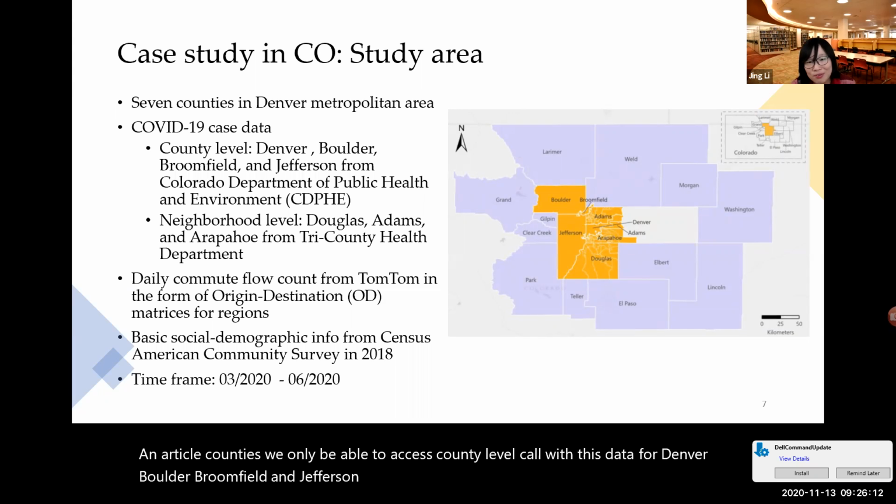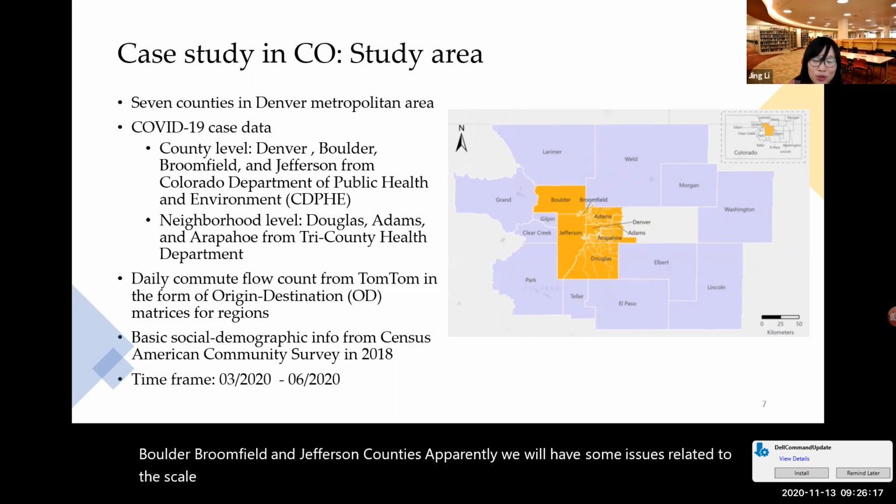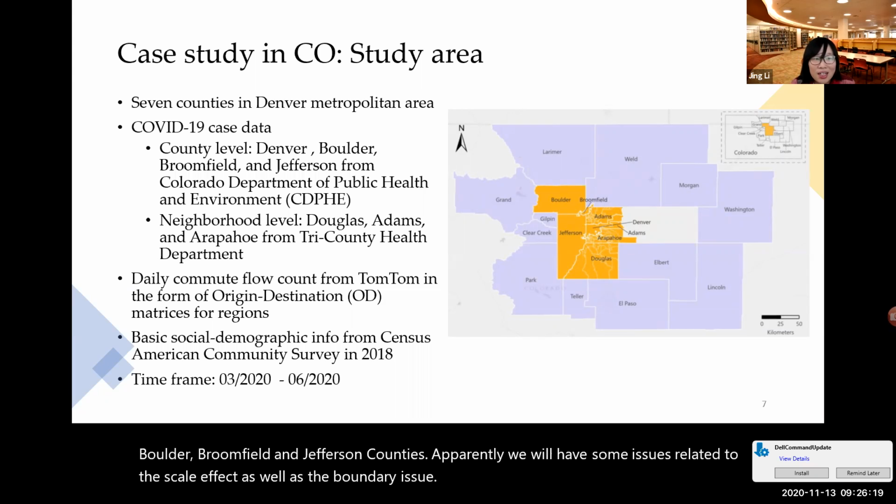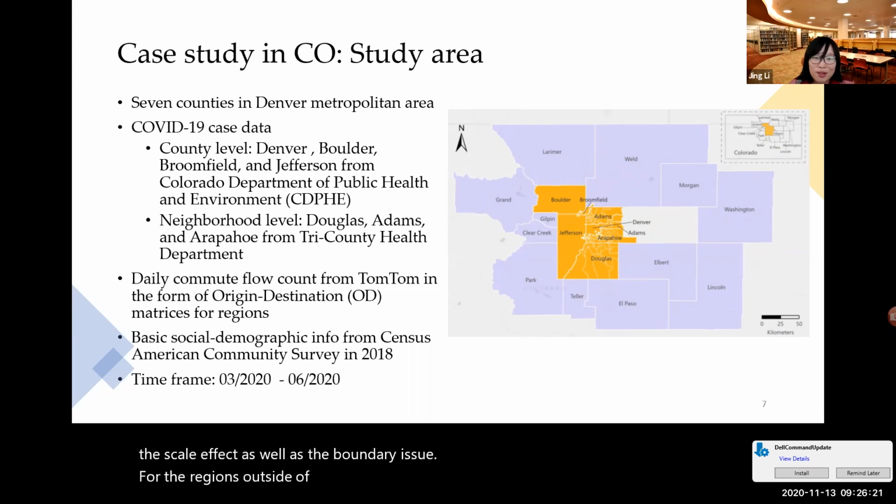Apparently, we will have some issues related to the scale effect as well as the boundary issue. For the regions outside of the 7 counties, we treat them as one big external node in the network construction for graph embedding.